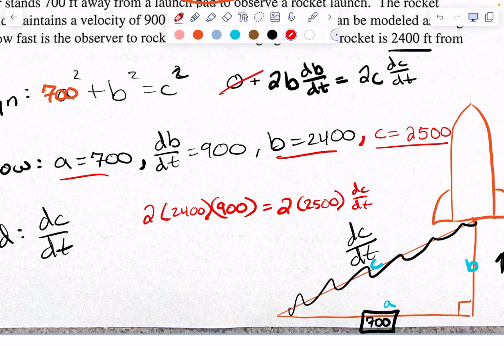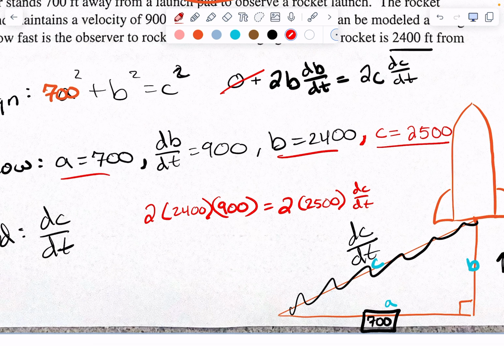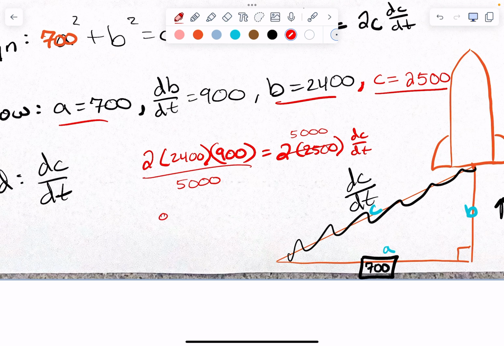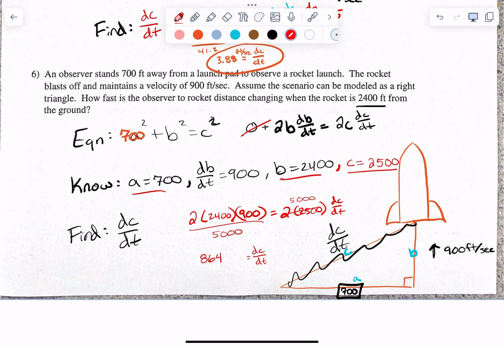I don't know what that number is, but I know that this is 5,000, so I'm dividing by 5,000. 864. 864 is the final answer? 864 is dC/dt. What per what? Feet per second. So this distance is expanding at that many feet per second.